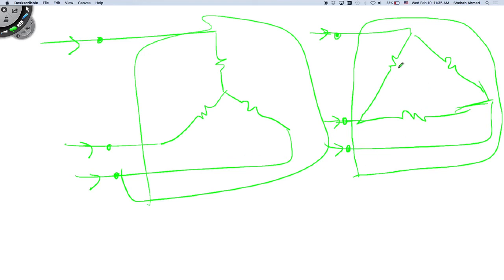You want to convert it to this triangle or delta connection. You will go through the math and find the value for each of these resistors to make it consume the same amount of power that this box would have consumed. That's the proof. I think it's in the text, but we skip that section.